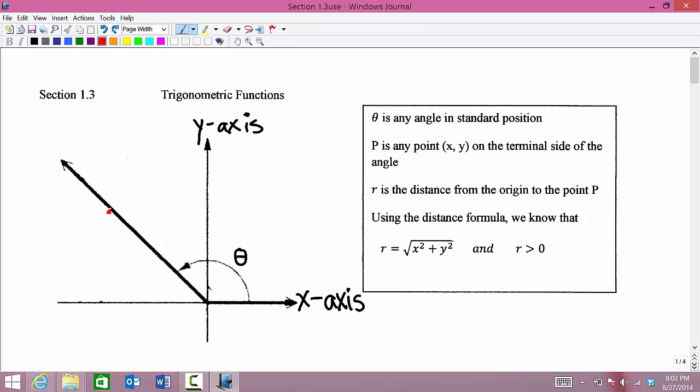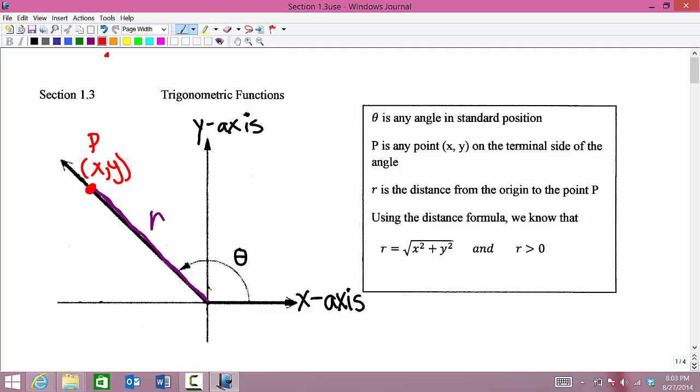So here's our terminal side of our angle. We will pick any point that lives on the terminal side. So let's say that I pick this point here. We'll call that the point P, and this will be the x and the y value. So we have x and y, and we talk about r. R will be the distance from the origin to that point on the terminal side of the line that we have picked.